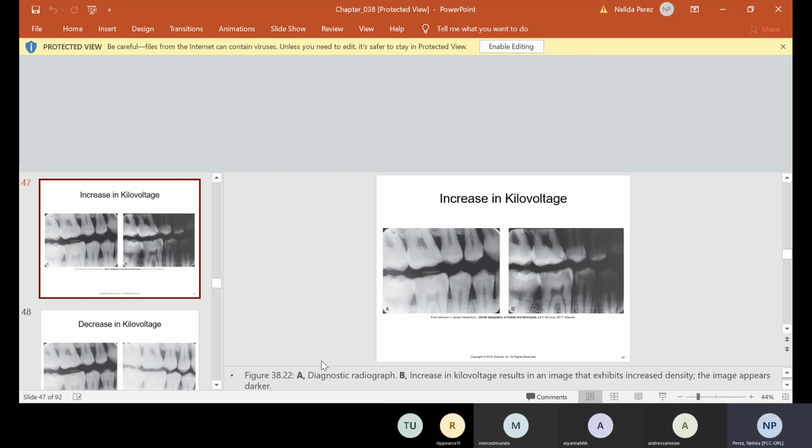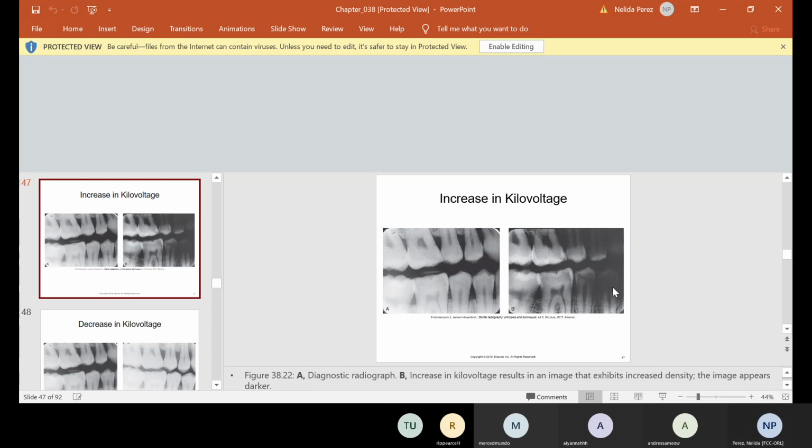And here is an x-ray, okay? So A is a diagnostic radiograph. Remember we talked about yesterday in the very beginning, why do we even take x-rays? Because we need diagnostic x-rays so the doctor can make a treatment plan, so he can see what's going on. So in letter A, this is a really good x-ray. And also in B, there's an increase in kilovoltage, so it results in an image that exhibits increased density. What does that mean? That it's very dark, as you can see the difference here.